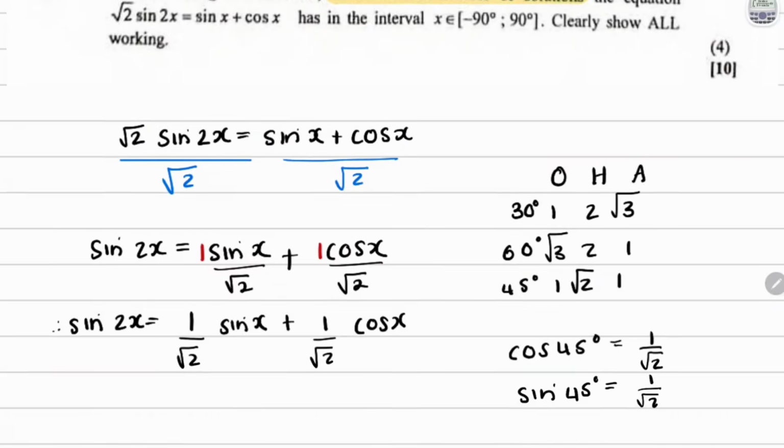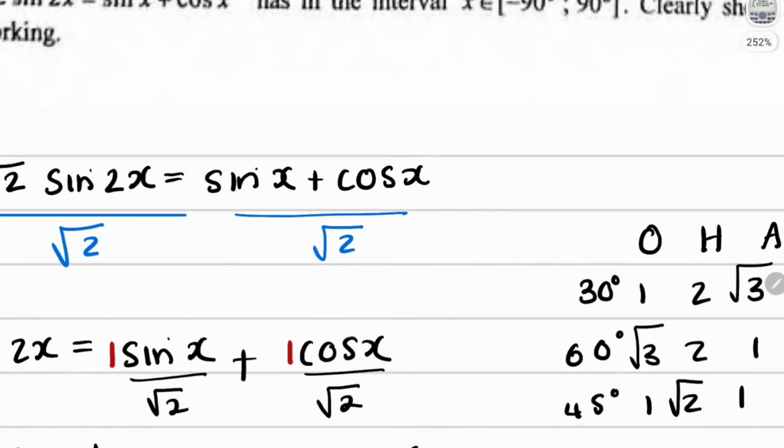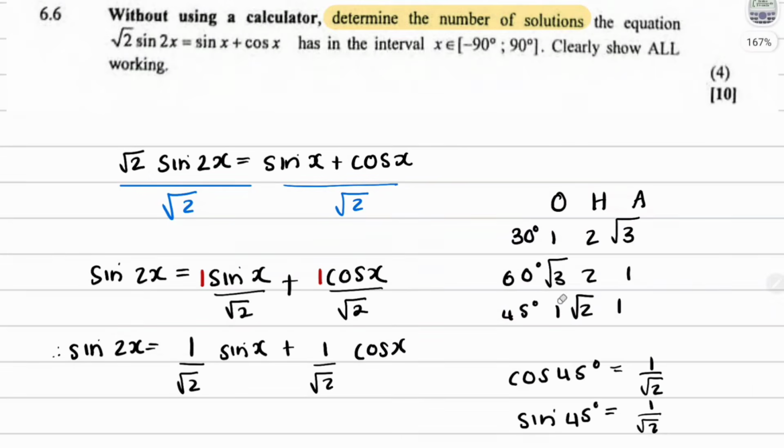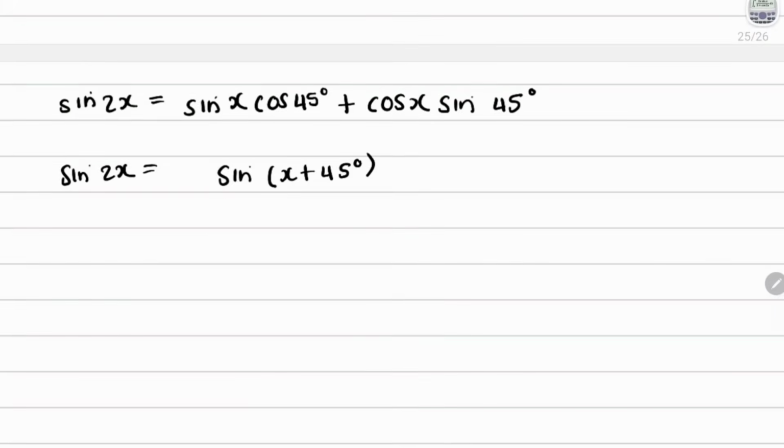So the reason we know immediately that there was something to do with compound angles is because of this. There's no identity for this. The minute you see a number like root 2 or root 3, or even 2, right? You know that they've used special angles. So this is what we have.